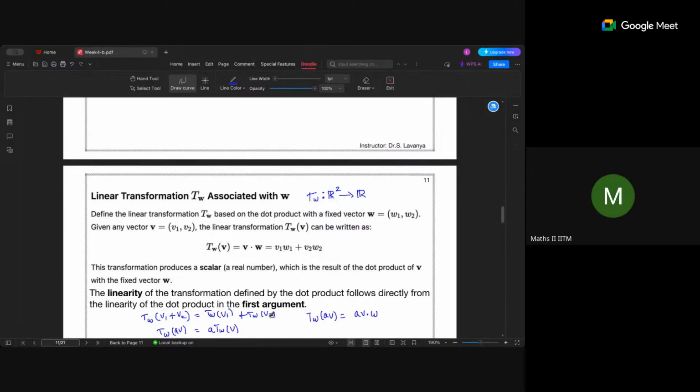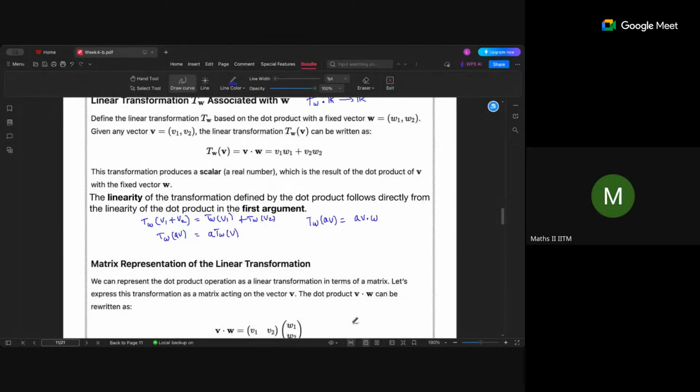Same way you can do it here also. So you can see that this straight away follows from the linearity in the first argument of the dot product. Is that clear to everyone? That this is a linear transformation because of the linearity of the first argument in the dot product. Okay, good.